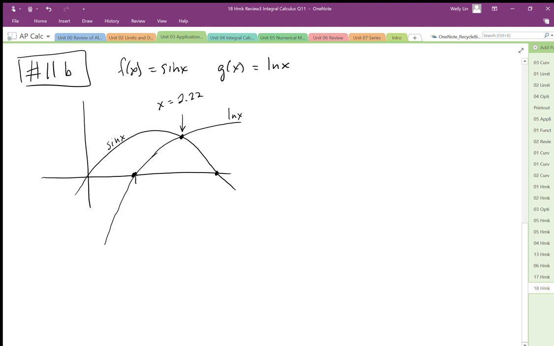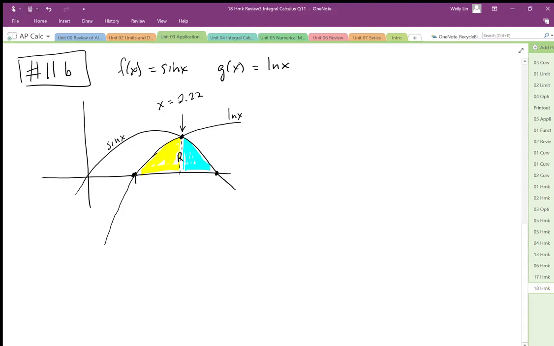If I want to find the area R, this is the area R, that area is going to be broken up into two parts. It's going to be broken up into this part here that's under the log function, and this part here where it's under the sine function. So we need to set up that integral. I'm going to set up the first integral.